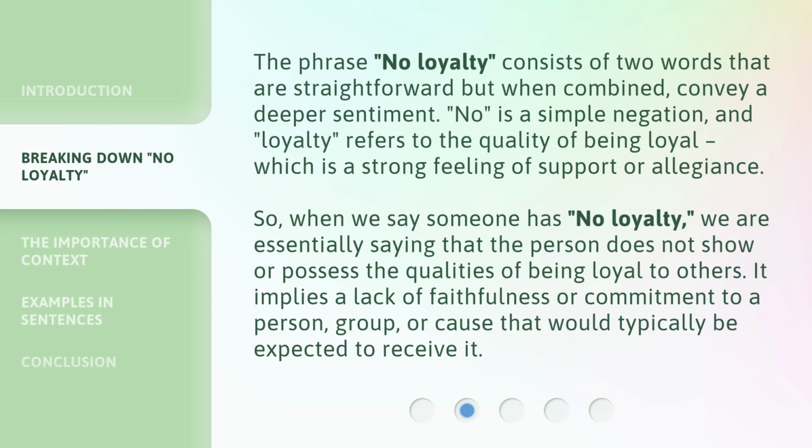The phrase no loyalty consists of two words that are straightforward but when combined, convey a deeper sentiment. No is a simple negation, and loyalty refers to the quality of being loyal, which is a strong feeling of support or allegiance. So, when we say someone has no loyalty, we are essentially saying that the person does not show or possess the qualities of being loyal to others. It implies a lack of faithfulness or commitment to a person, group, or cause that would typically be expected to receive it.